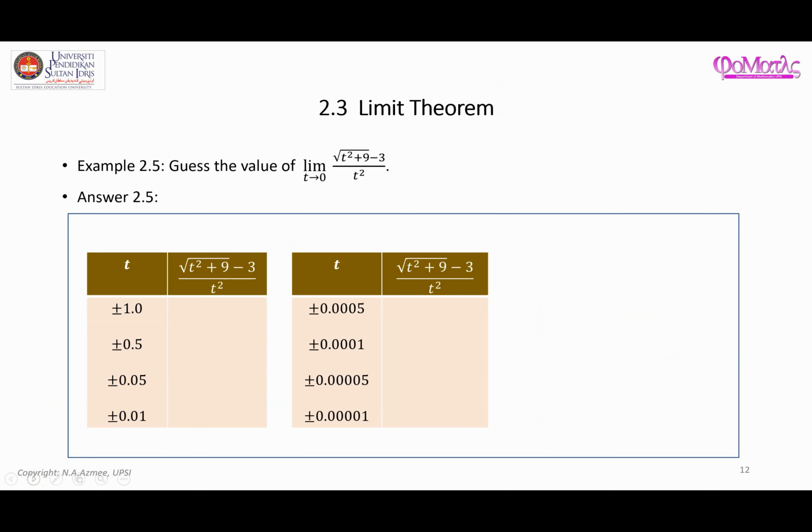In this example, you are asked to guess the value of this function when t approaches 0. I hope you can see that if you substitute t equals 0 into the function, f(0) is going to be the square root of 0 squared plus 9, minus 3, over 0 squared, which is equal to 0 over 0. Therefore, t equals 0 leads to f(0) being undefined.